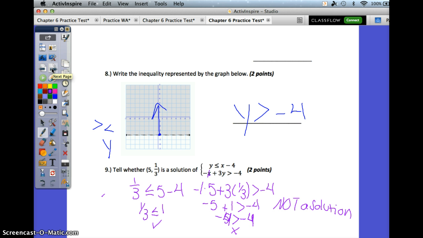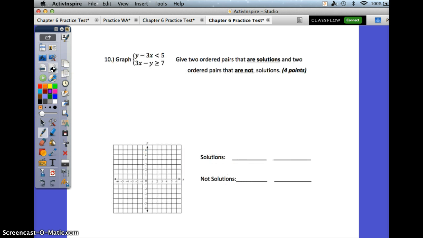Number 10. We need to graph these two, give 2 solutions and 2 that are not. But first we need to put them in slope-intercept form. For my first inequality, we have y minus 3x is less than 5. Simply add 3x to both sides, and you get y is less than 3x plus 5.